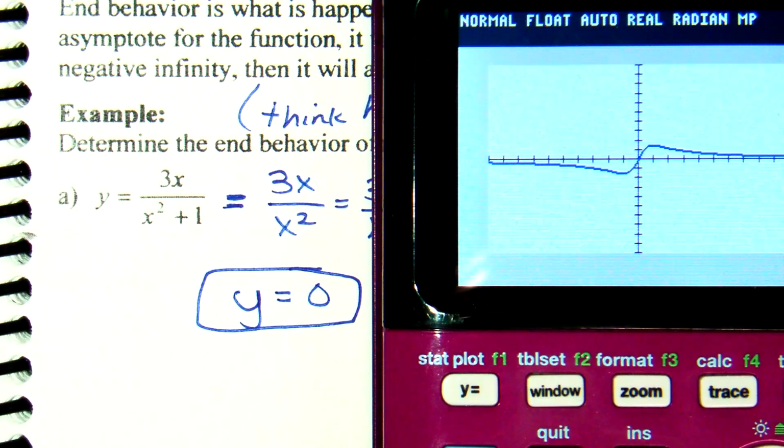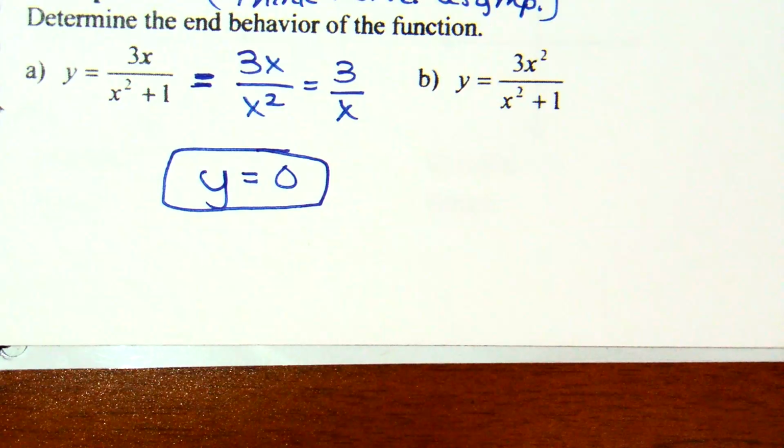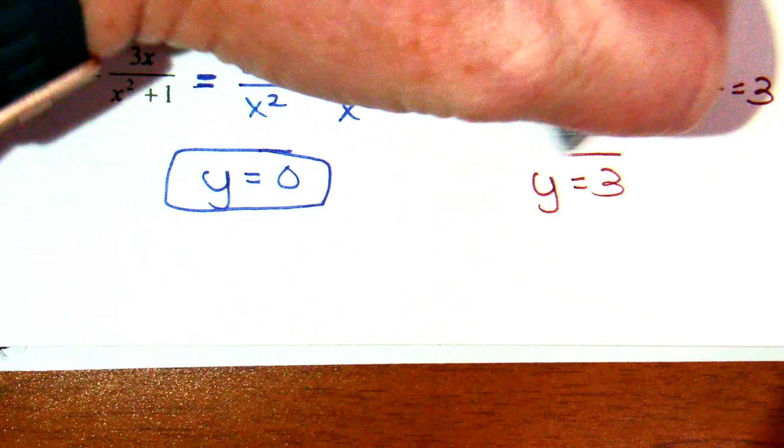Okay, what about B? Which would be 3 and 1. Biggest powers are 3x squared and x squared. So biggest powers are matching, right? Essentially, if you cancel out your x squareds, it's 3 over 1, which is 3. So that means as my graph goes off to the left and off to the right, the y values are approaching 3.